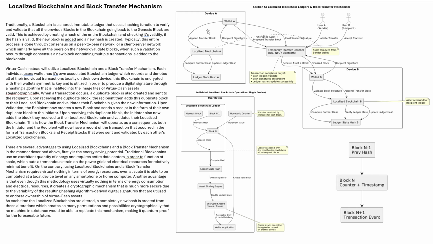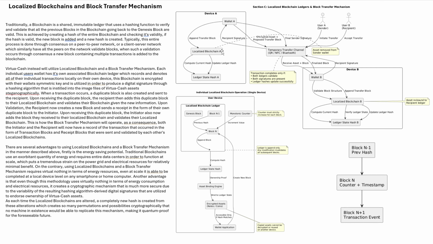So essentially what's going on here is that let's say we have device A and we have device B here. Each device has its own localized blockchain. So these are blockchains that are local to device A and local to device B. When some action occurs on the network, let's say device A is the initiator, device B is the receiver. Device A creates a block and then validates it on its own local blockchain, and this creates the current ledger state hash.